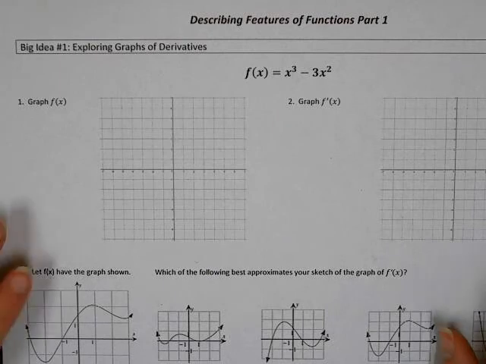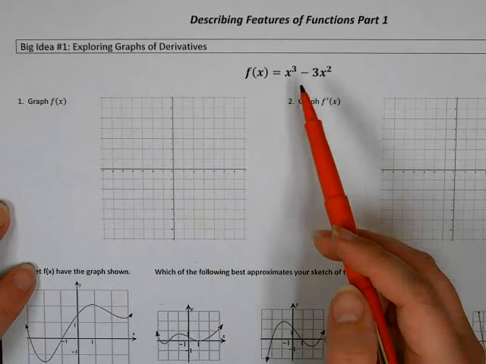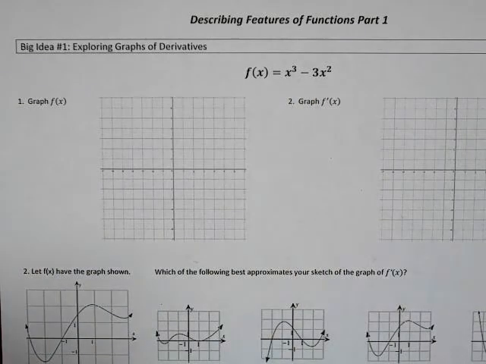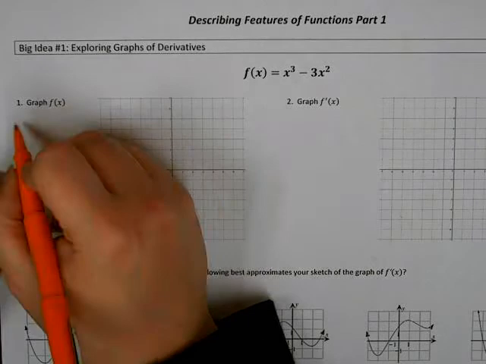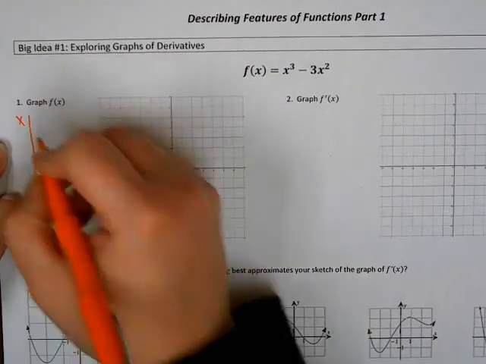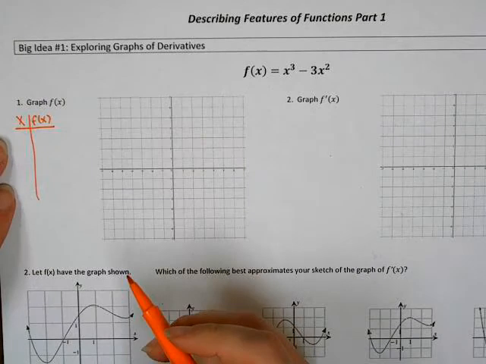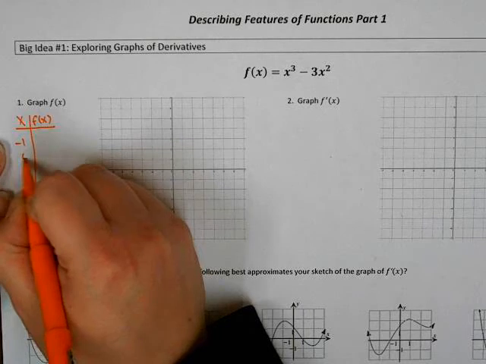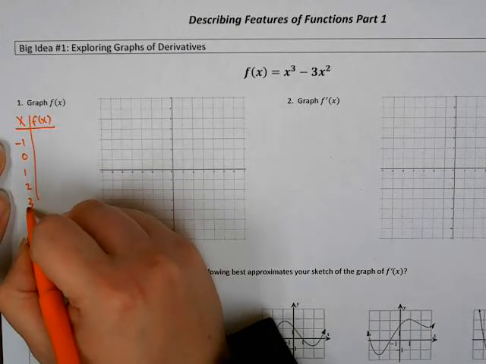So, we're given this function, f of x equals x to the third minus 3x squared. So the first thing we are going to want to do is actually graph this function. In order to do that, I'm going to make an xy table, or an f of x table. Alright, and I am going to plug in -1. I'm going to plug in 0, 1, 2, and 3.